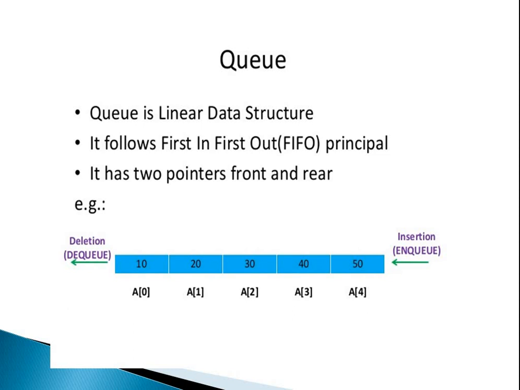It has two pointers, front and rear. Front means the element from where it will be deleted, and the rear means the element from where it will be added to the queue. You can see in the example here, deletion from this side and insertion from another side. So the element which comes first will be deleted first.